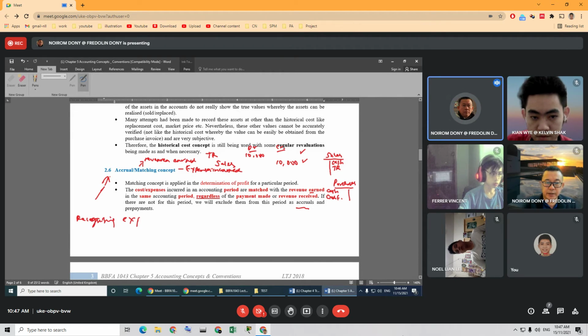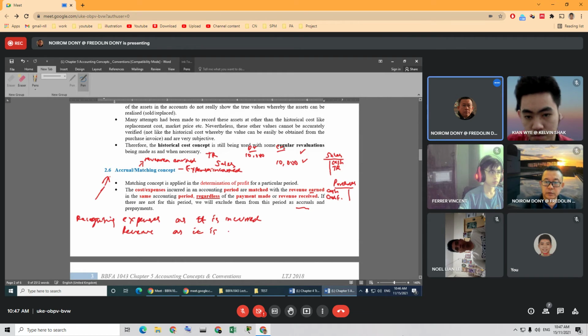Recognizing expenses as it is incurred, and revenue as it is earned. So that is the accrual concept. Like what we have here, by recording the sales, not only cash but credit sales, and even the purchases, not only cash purchases but credit purchases, this is actually applying the accrual concept.